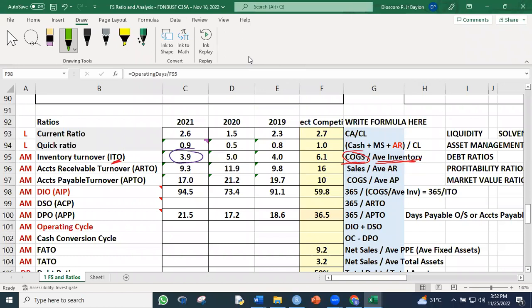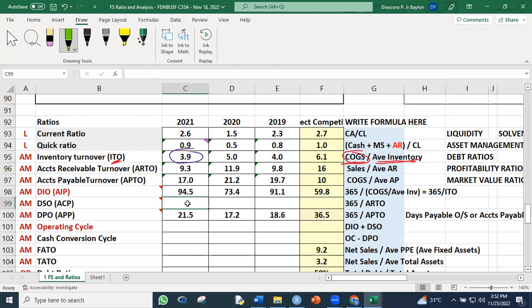Okay, very good. Okay, let's now go to DSO. Ito naman ang partner nito, si Arto. Sabi natin si Arto, the higher the better. So we are outperformed by our direct competitor kasi 16 sila, tayo 9.3 lang. 9.3 times lang tayo, sila 16 times na from sales nako-collect nila. Sales to collection to. No?